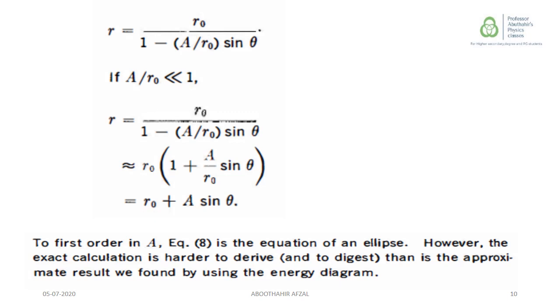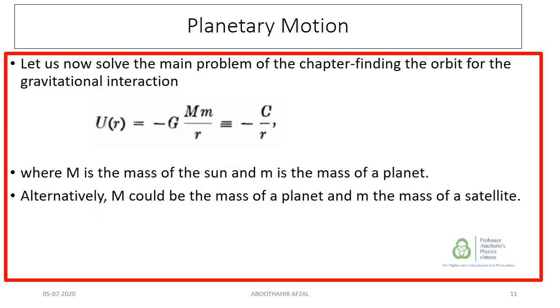So this equation is the equation of an ellipse. However, the exact calculation is harder to derive, and this approximate result is shown in the energy diagram. The next case is planetary motion.